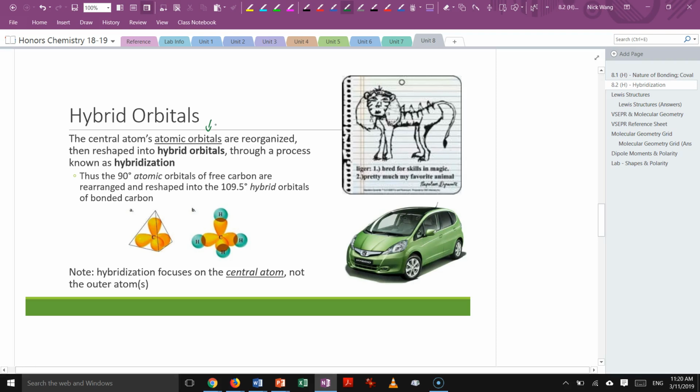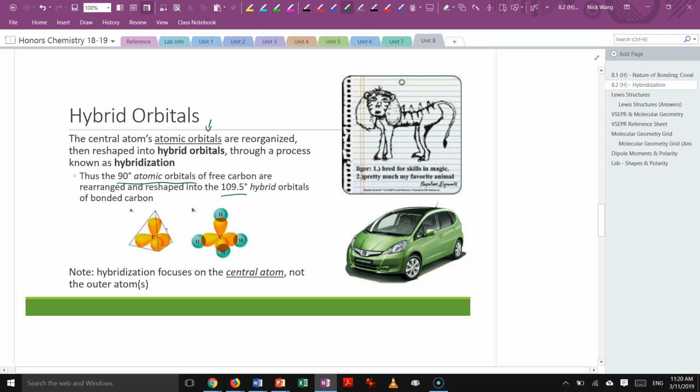As these atomic orbitals get rearranged, how that happens doesn't really matter per se. The important thing is that we recognize that a change occurs. Those 90-degree atomic orbitals of free carbon are rearranged and reshaped. What exactly the nature of that is, we don't need to know at this level, but just recognize that it does happen. And that's where that 109.5 degrees can show up, and that's what we see right here.